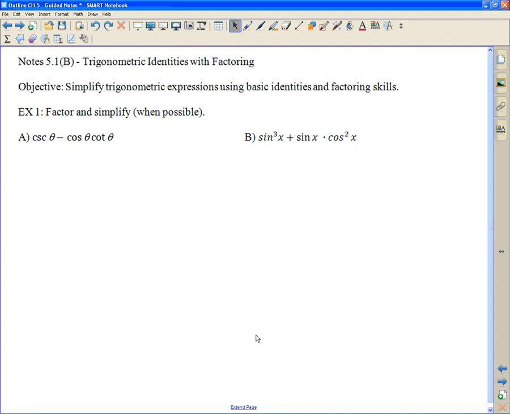Today we are doing 5.1b, which is trigonometric identities with factoring. Our objective is to simplify trig expressions using basic identities and factoring skills.